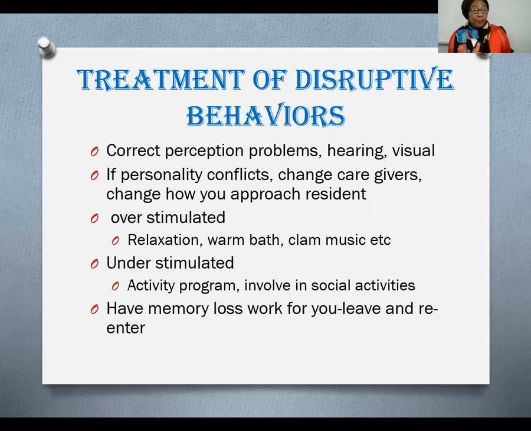Treatment for disruptive behaviors include correcting perception problems, hearing. Sometimes it can be that they have a hearing loss, and you do not know that they cannot actually hear. So if they wear hearing aids, make sure they always have hearing aids in. If they wear glasses, make sure they wear glasses.